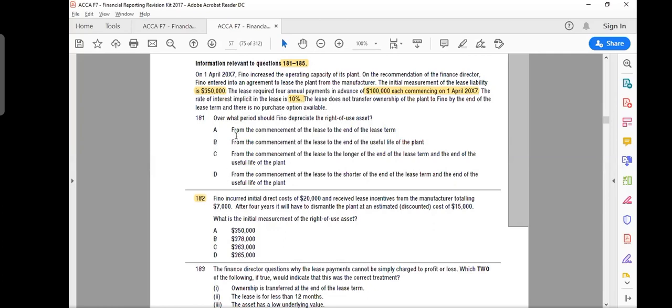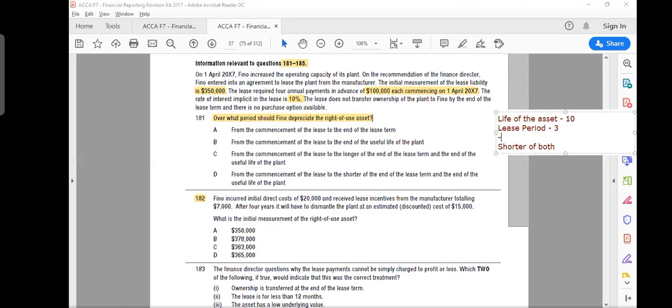Okay. So it says, over what period should Fino depreciate the right of use asset? You should be depreciating it over the period of the lease contract. So how much is the period of the contract? 4 years. Now there are two things: one is the life of the asset, and one is the lease period. Maybe the asset has a life of 10 years, but your lease period is only 3 years, and you should take the shorter of both. Whichever is shorter, that you would take.